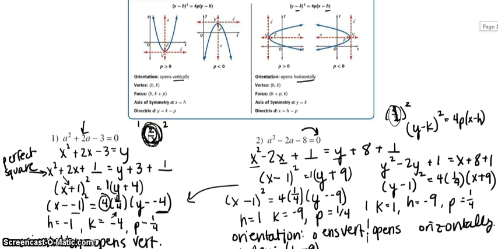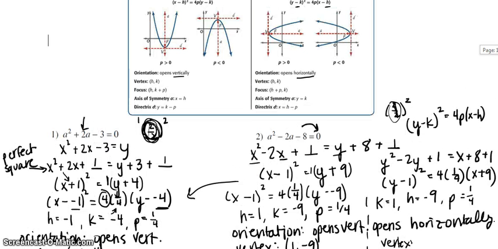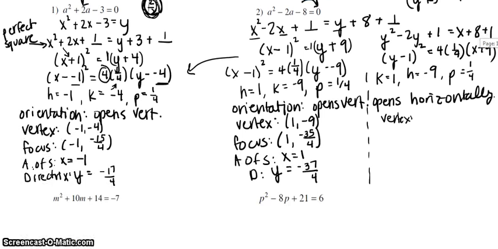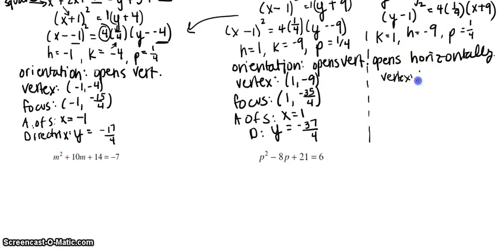And so now our vertex is still going to be (h, k). So now it's going to be negative 9, 1. I was going to say negative 1, but we say k is positive 1.